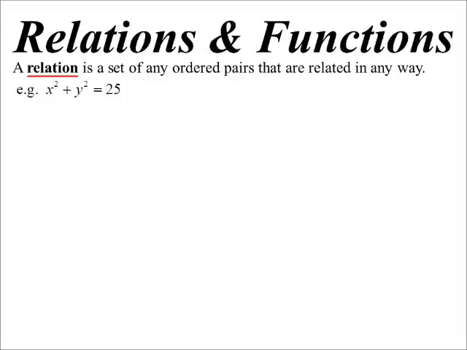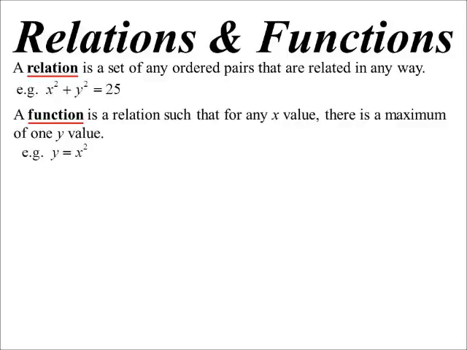Relations and functions. A relation is any set of ordered pairs that are related. If you can write an equation for it, it's a relation, because there's a relationship straight away. Parabola, y equals x squared. Hyperbola, y equals 1 on x. Cubic, y equals x cubed. Circle, x squared plus y squared equals the radius squared. There exists a relationship between the x and the y value. So they are relations. There's an example, x squared plus y squared equals 25.